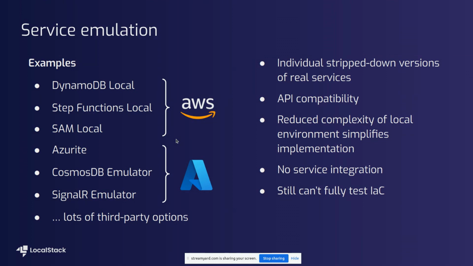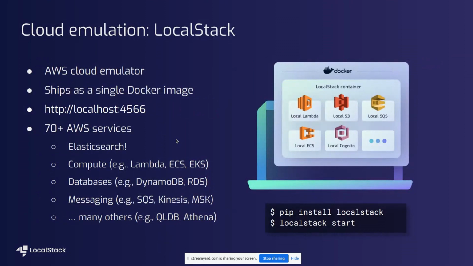But the good thing in the cloud is that these services are all integrated, right? You want your Kinesis stream to integrate with Firehose, which then forwards all the data to your Elasticsearch, and that's really hard to do locally. You can't really test the integrations. And obviously this is where LocalStack comes in.